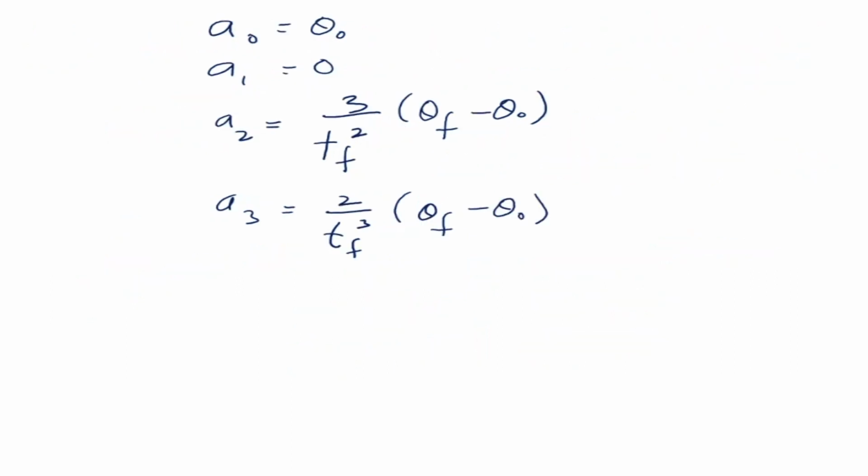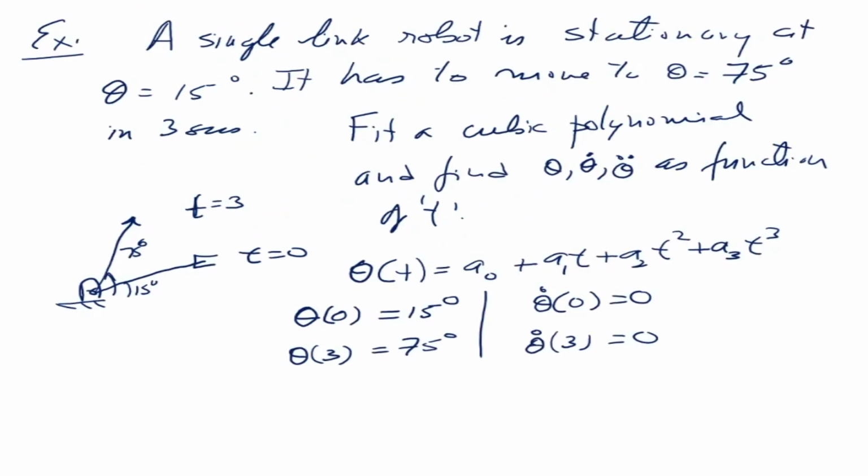Okay, now we have found the expressions for a0, a1, a2, and a3. We know what is theta f and what is theta naught. It is given here. One is 15 and one is 75. We know time tf is equal to 3 seconds. So all I need to do is to put it into this equation. This, and this. A2 is 0, a1 is 0, so it doesn't matter. Okay, so all I need to do is put in the values, and I'll get the values of the parameters.